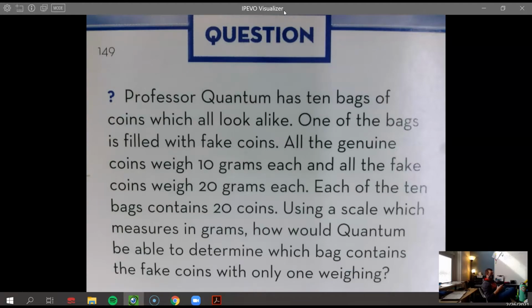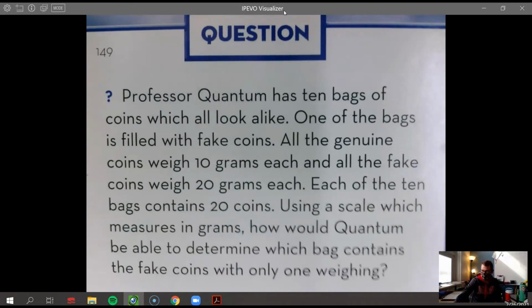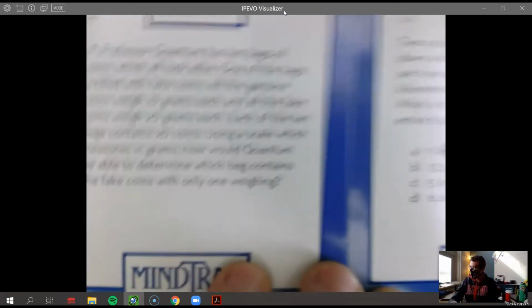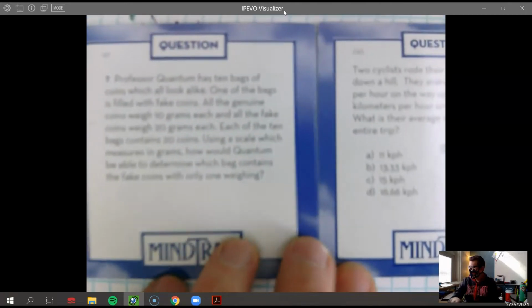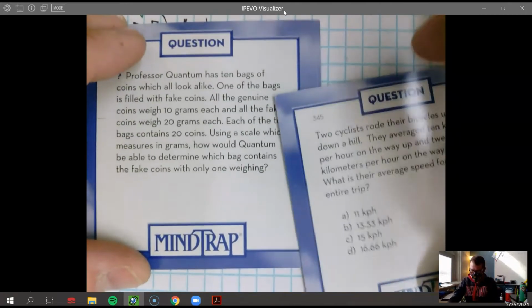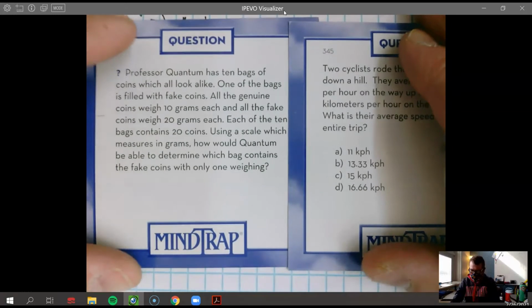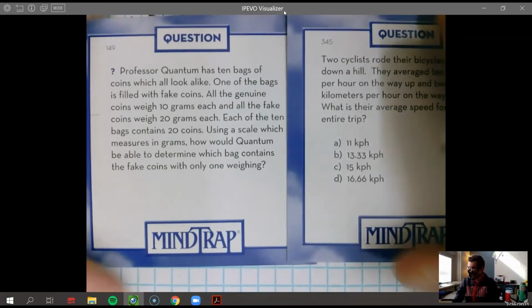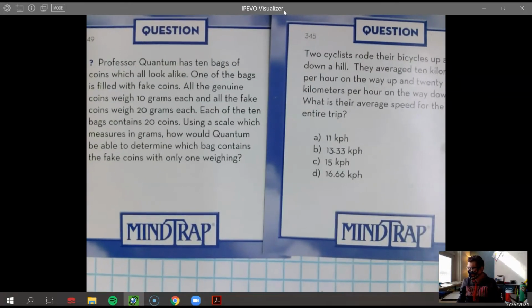I don't think you'll have enough time to finish this, but let me help you think through it. Do you know how long the hill is? Do they tell you a distance? We don't know how long the hill is, and we don't know how long it takes.